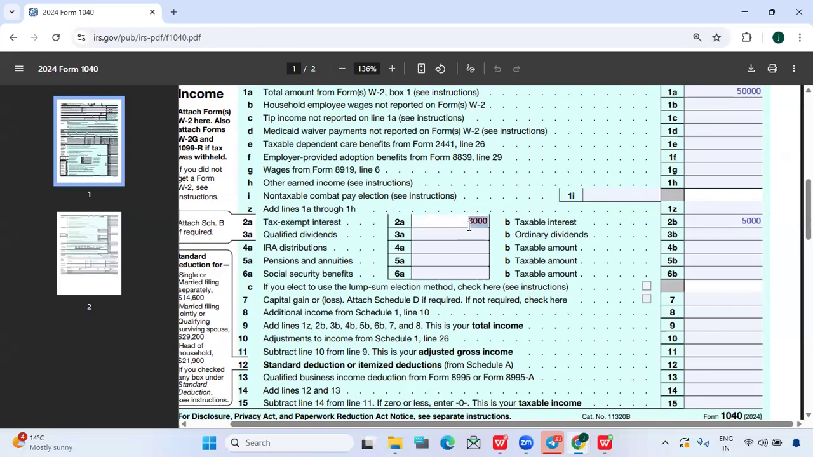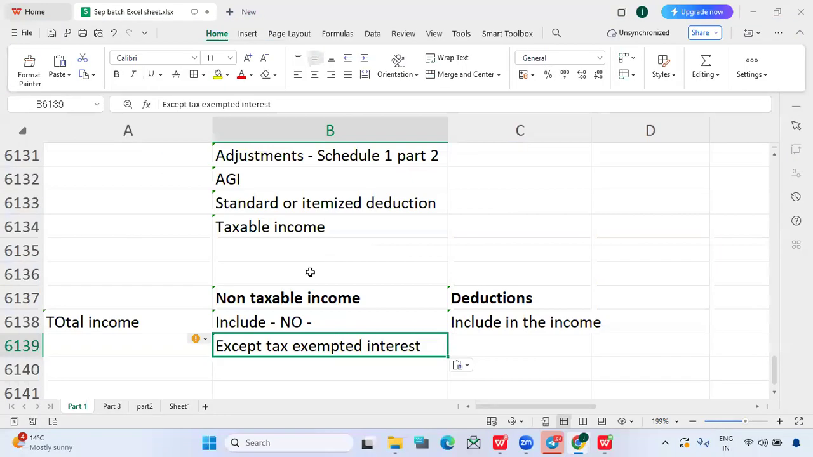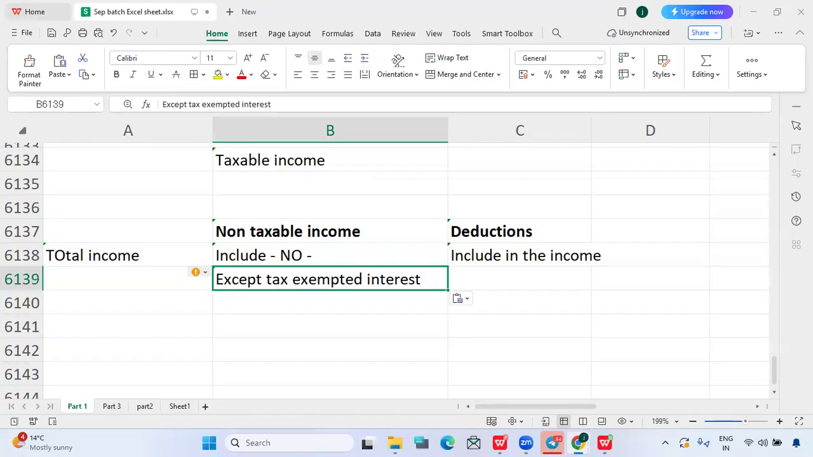Do we need to pay tax on the same? No, we need not pay any taxes on the same. But still, for Social Security purposes, we will include it. Okay. So this is one point.